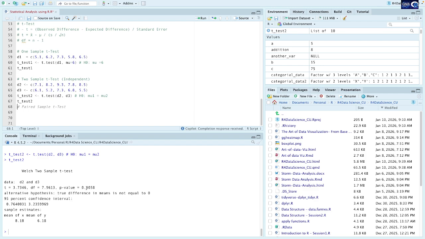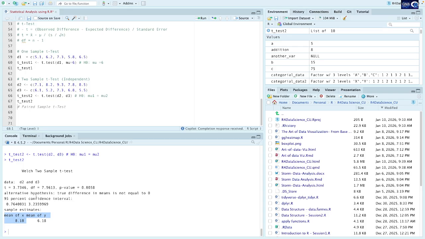Here also the p-value is less than 0.05, so there is a significant difference in these two. You can also see the confidence interval is not containing 0 here, so it is statistically significant. Here the first group has a higher mean and the second group has a lower mean, so the first group is performing better compared to the second group.